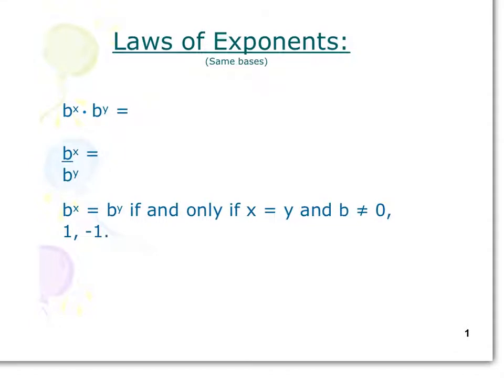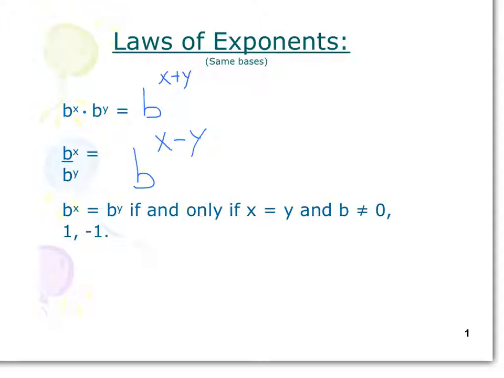Just a few basic laws here to take a peek at. If we have two exponential expressions that have the same base, those can be combined into a single exponential expression by adding the exponents. Okay, that can be a little bit tricky to remember, that when we're multiplying the two terms, we add the exponents. Likewise, if we're dividing, we could subtract the exponents. Okay?